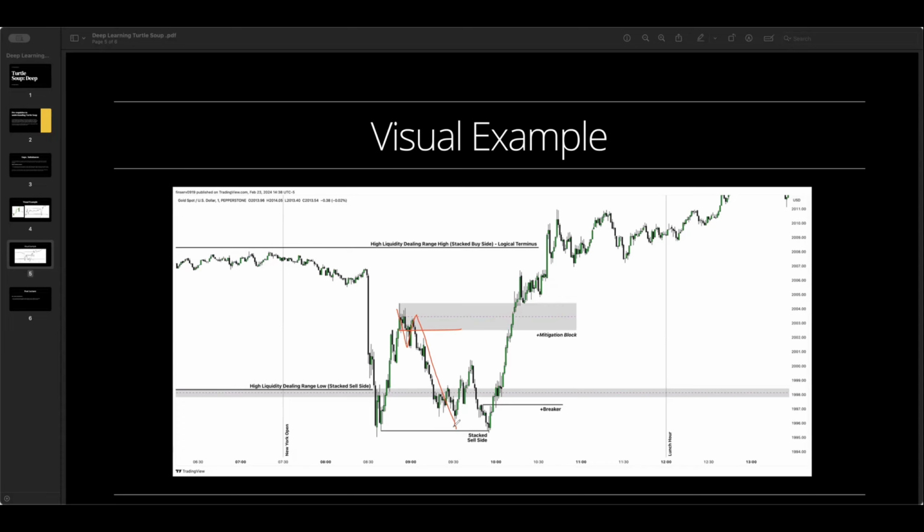You will understand that an old area of redistribution becomes a new area of reaccumulation. All ICT's concepts are, apart from the fair value gap, the idea of all reaccumulation used to redistribute and all redistribution used to reaccumulate. This is it. Boom. This is your logical terminus. That is how it works. That is how it always works.